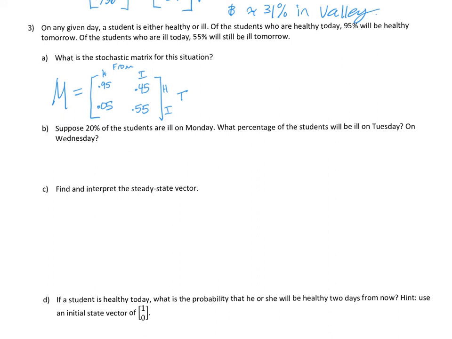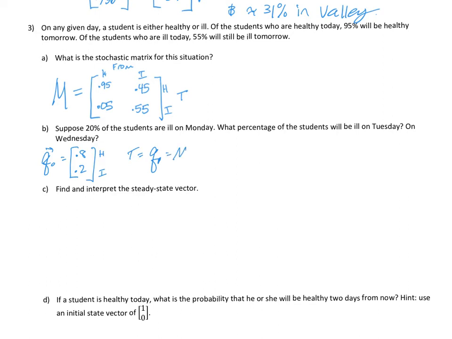Suppose 20% of the students are ill on Monday. What percentage of the students will be ill on Tuesday and on Wednesday? So the current state vector, Q0, we have to match the way we did the stochastic matrix. So it has to be healthy, ill. So we have 0.2 ill, so 0.8 healthy.